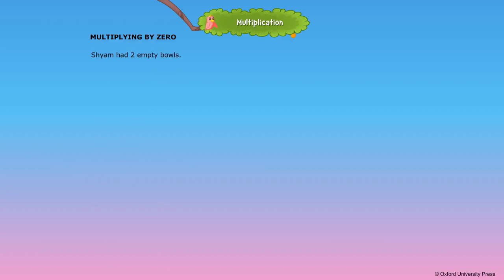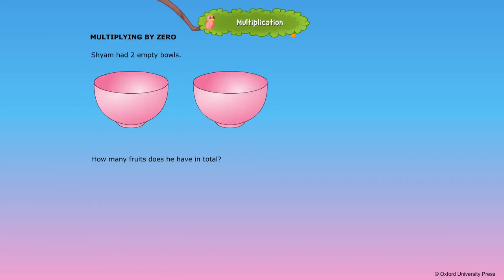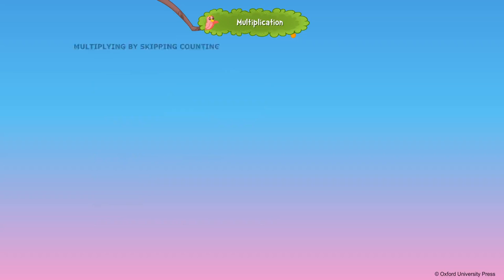Multiplying by 0. Shyam had 2 empty bowls. How many fruits does he have in total? 2 into 0 is equal to 0 plus 0 is equal to 0. He has 0 fruits. If a number is multiplied by 0, the product is always 0.